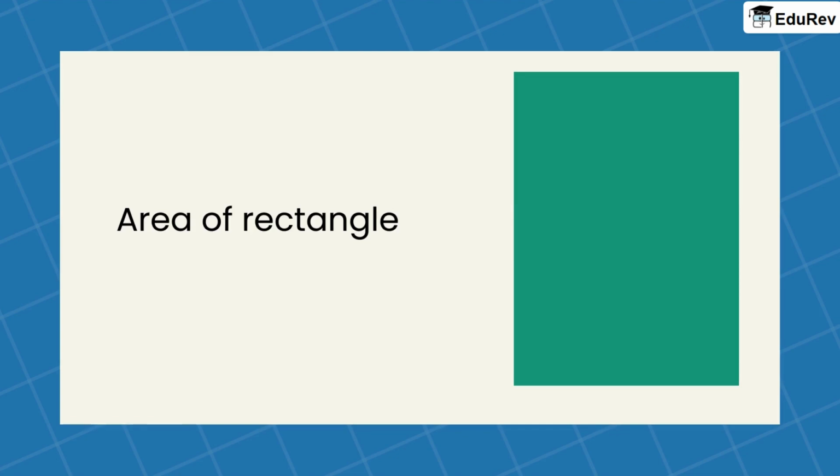Now, do you remember a rectangle has two pairs of sides of equal lengths? If we mark the length as L and breadth as B, then the formula for area of rectangle is simply length multiplied by breadth. That is L into B. Let's calculate the area now.